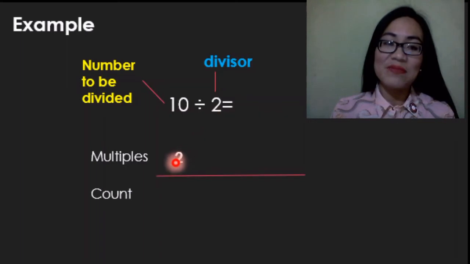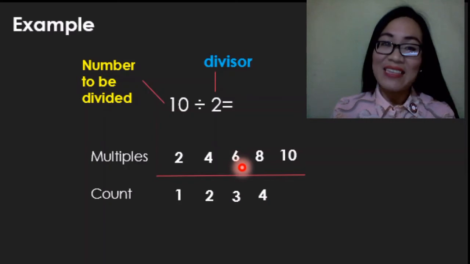Let's start. 2. That's the first multiple. 4. That's the second multiple. 6. That's the third multiple. 8. That's the fourth multiple. 10. That's the fifth multiple. Take note that the number to be divided is 10. So we're going to stop at 10. And how many multiples did we make? There are 5. So therefore, 10 divided by 2 is equal to 5.